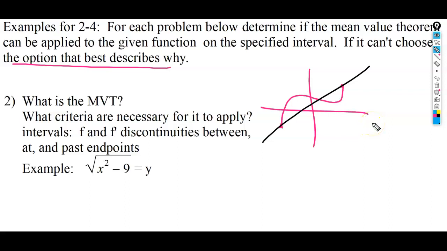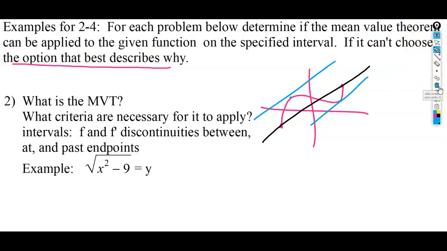So for instance, right about here, the tangent line is parallel to the secant line, which means the instantaneous rate of change is equal to the average rate of change. And that's what the mean value theorem guarantees: there's at least one. In this case, there's actually 2 based on the picture that I've drawn here. So you could have more than one.